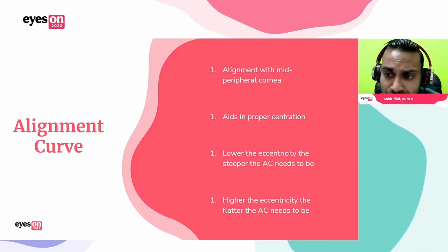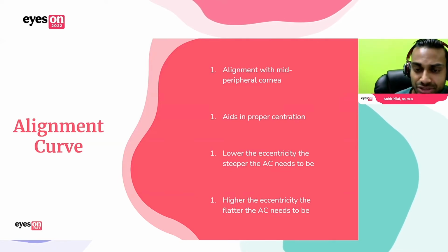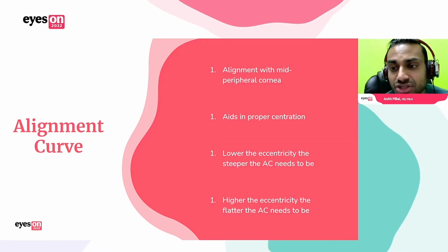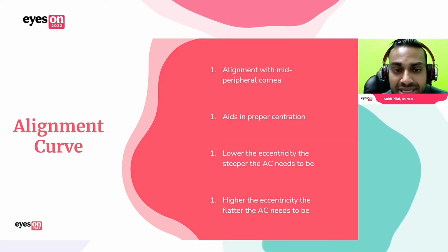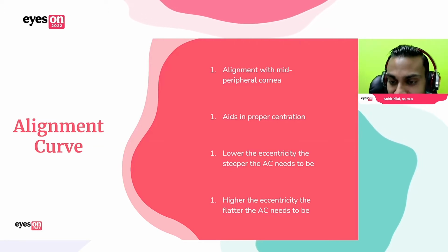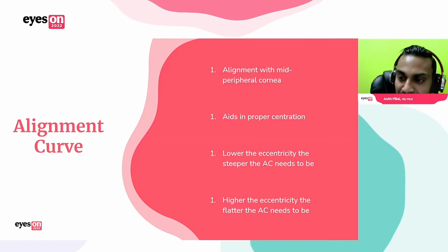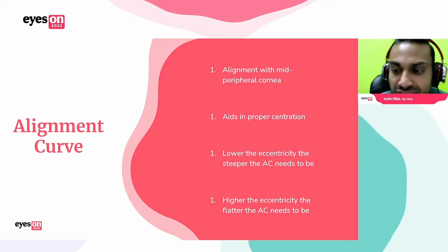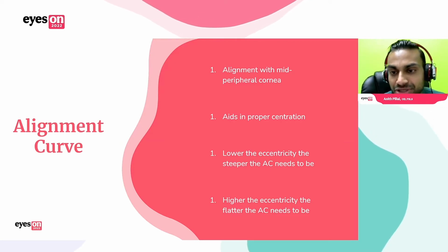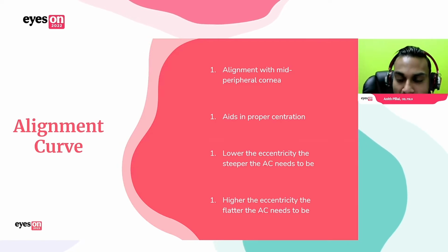I'm not going to talk too much about eccentricity. It goes a little bit beyond the scope of this lecture, but I do want to address it here quickly. What eccentricity means, the definition of it, is just the rate of flattening. How much is that cornea flattening compared to that central area? And what's the rate of that? That's what eccentricity means. And the lower the eccentricity, the steeper that alignment curve needs to be. The higher the eccentricity, the flatter that alignment curve needs to be. Now, I don't want you to just memorize lower eccentricity, steeper AC. I want to show you why that's the case.